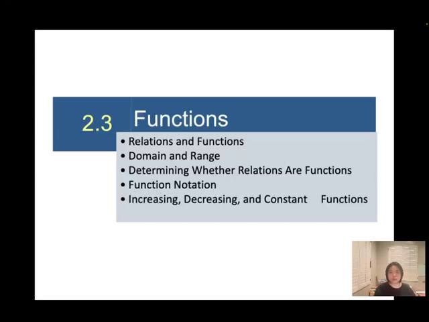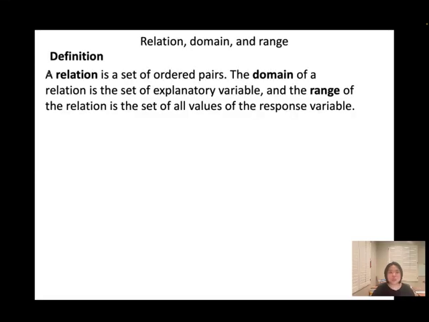Section 2.3, Functions. Relation, domain, and range. A relation is a set of ordered pairs. Ordered pairs, like the frequency x, comma y. The domain of a relation is the set of all values of the explanatory variable, and the range of the relation is the set of all values of the response variable.